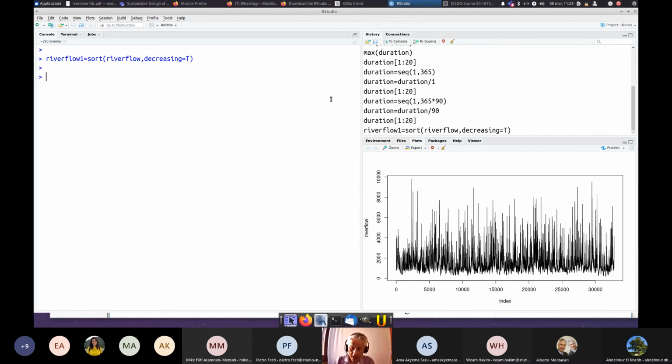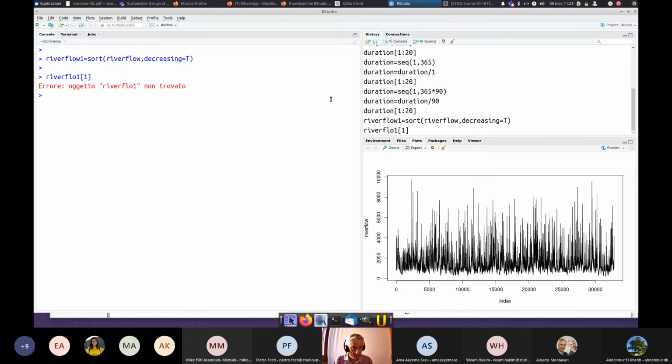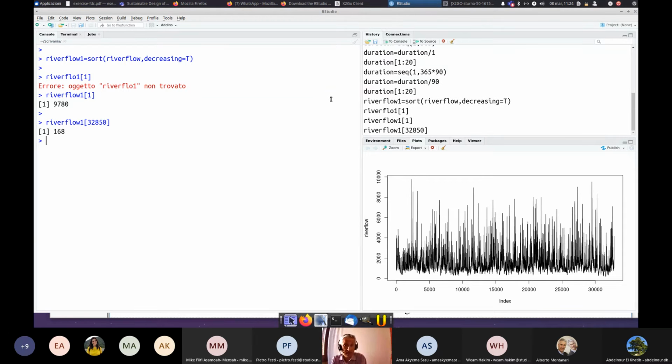Good. Now let's have a look at river flow one, the first number. Oh, sorry, I forgot a W. The first number is the max of river flow. The lowest number, 32,850, is the lowest river flow. I mean, the last number in this sorted vector is the lowest river flow. Good. So I sorted the observations from the highest to the lowest. Very good. This is precisely, if you look at my web page, what I have to do.